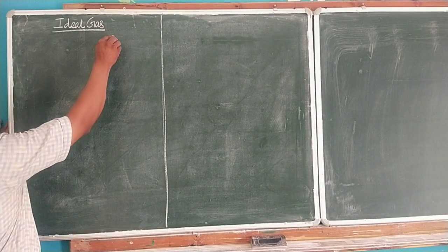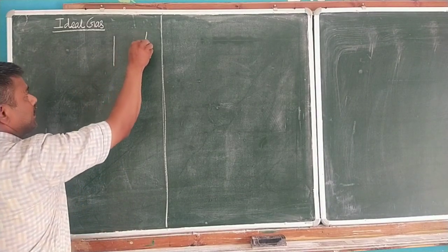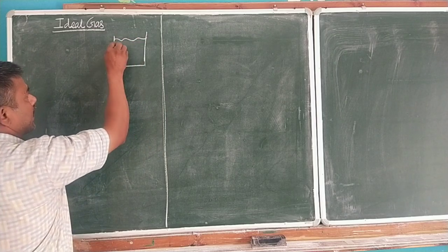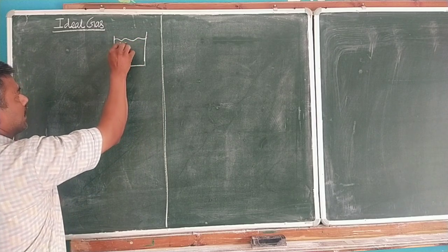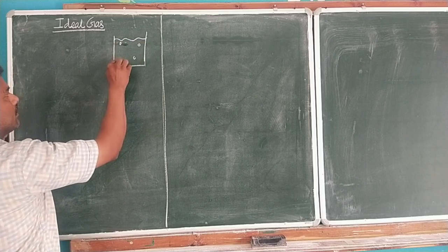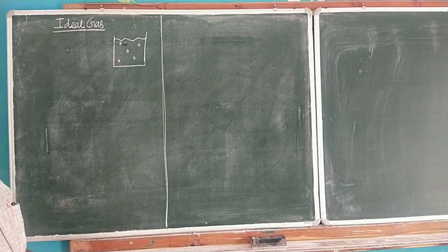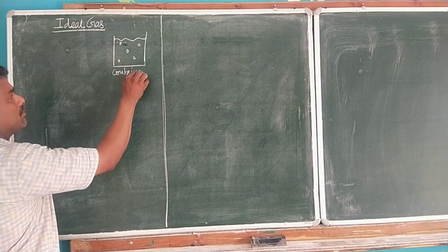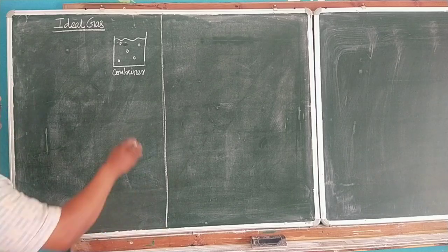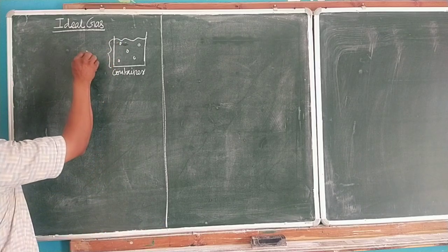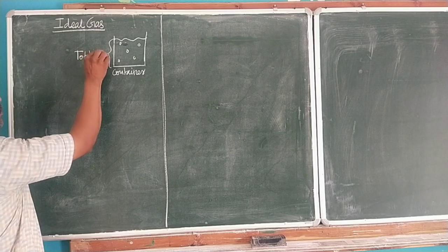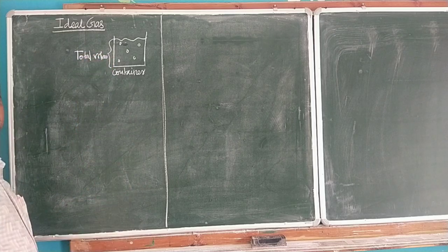First, let us consider a container. It is filled with a certain amount of gas. This is the container. This is the total volume, the total volume of an ideal gas.